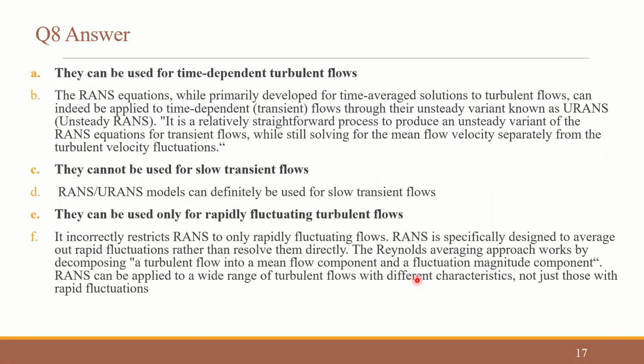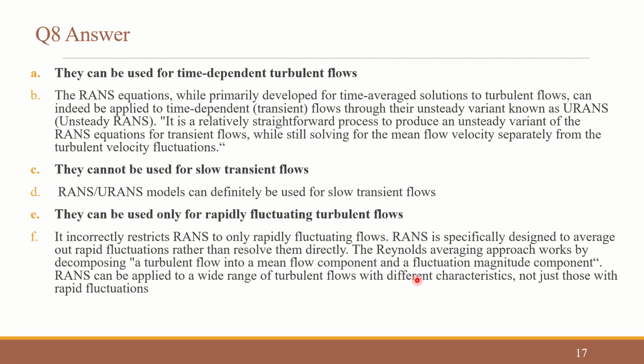Similarly, URANS, that is unsteady RANS, can be used for slow transient flows, which we have seen in the previous case also. That is, we are using a variant of the RANS model known as unsteady RANS. It is a straightforward process to produce an unsteady variant of the RANS equations for transient flows, while we are solving for the mean flow velocity component separately from the turbulent flow fluctuations. So for this problem, we observe that only the first statement is true.